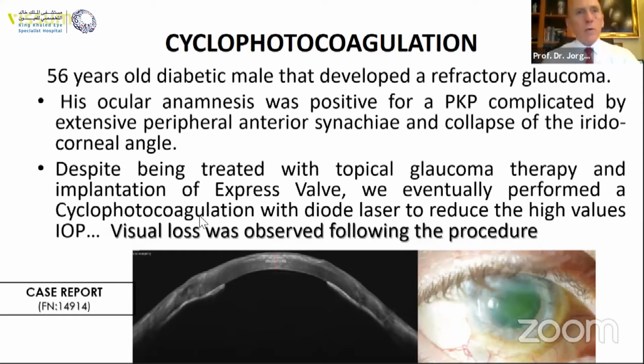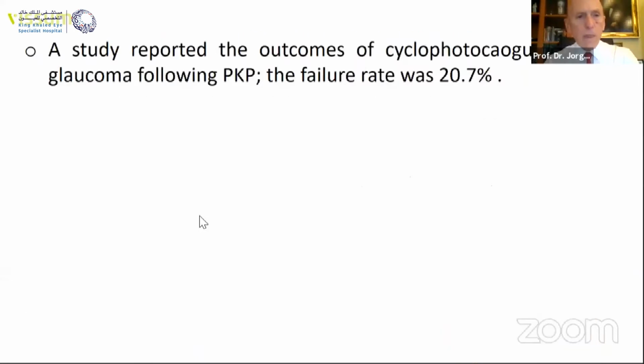These cases, following one or two cyclodestructive procedures, can, in a non-reversible way, lose vision related to macular edema and complications related to the inflammation. So we dislike very much these procedures, and we try not to use them. We use them only in blind eyes or eyes in which there is no useful vision already.